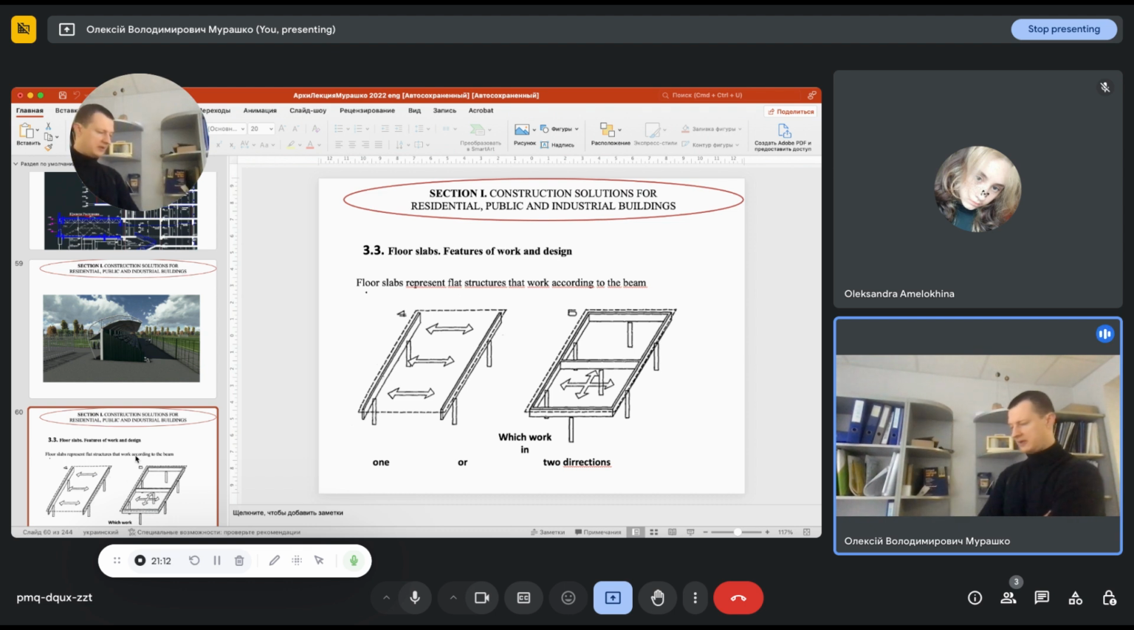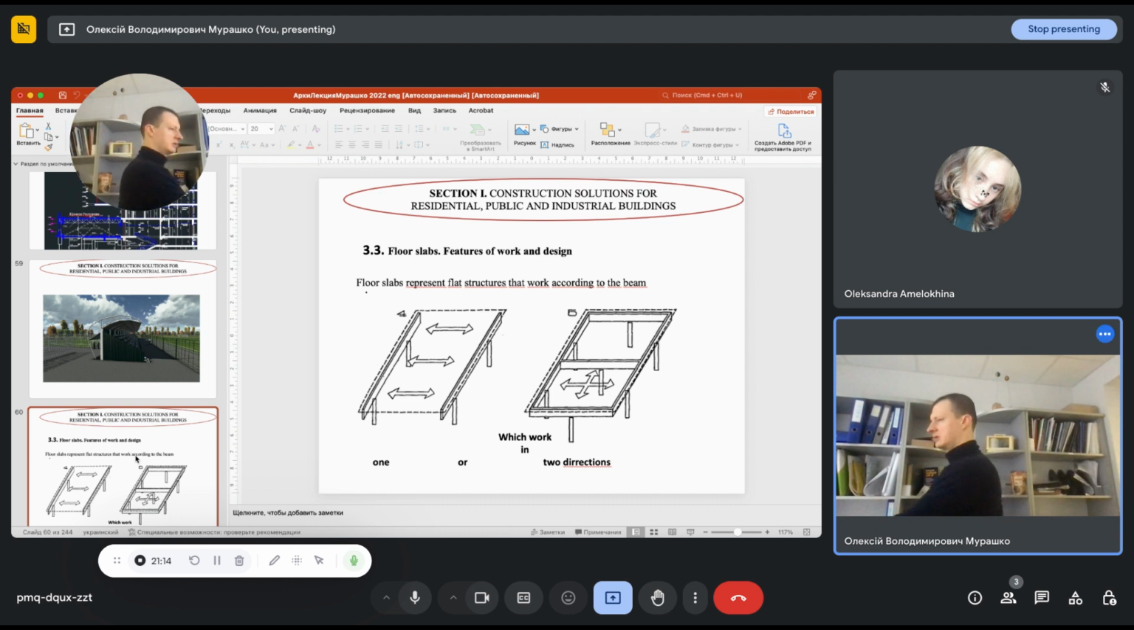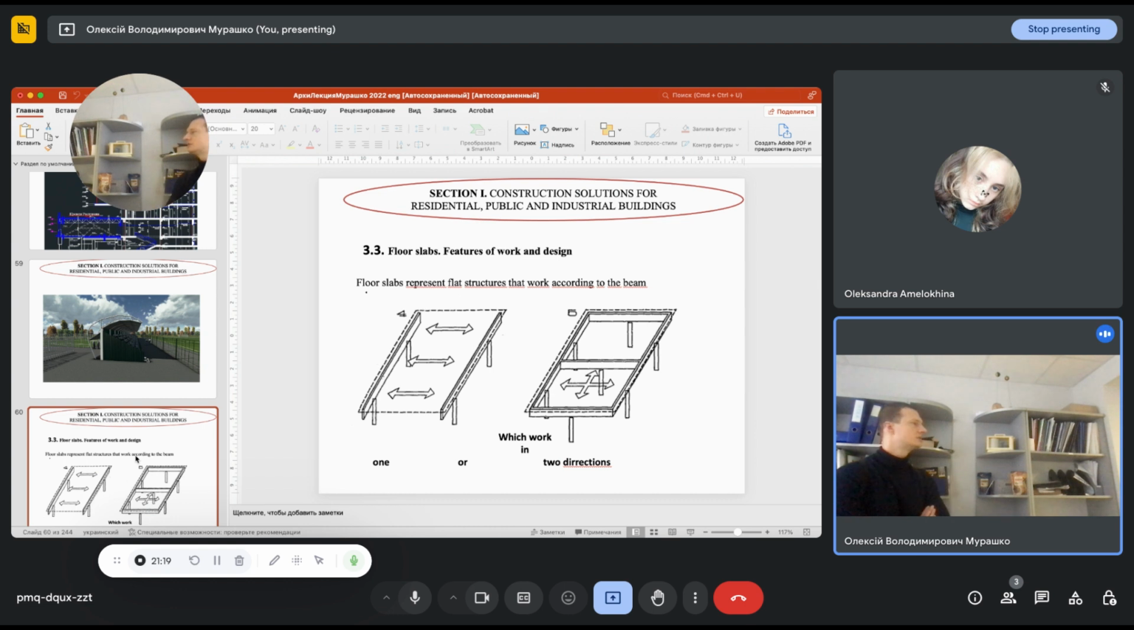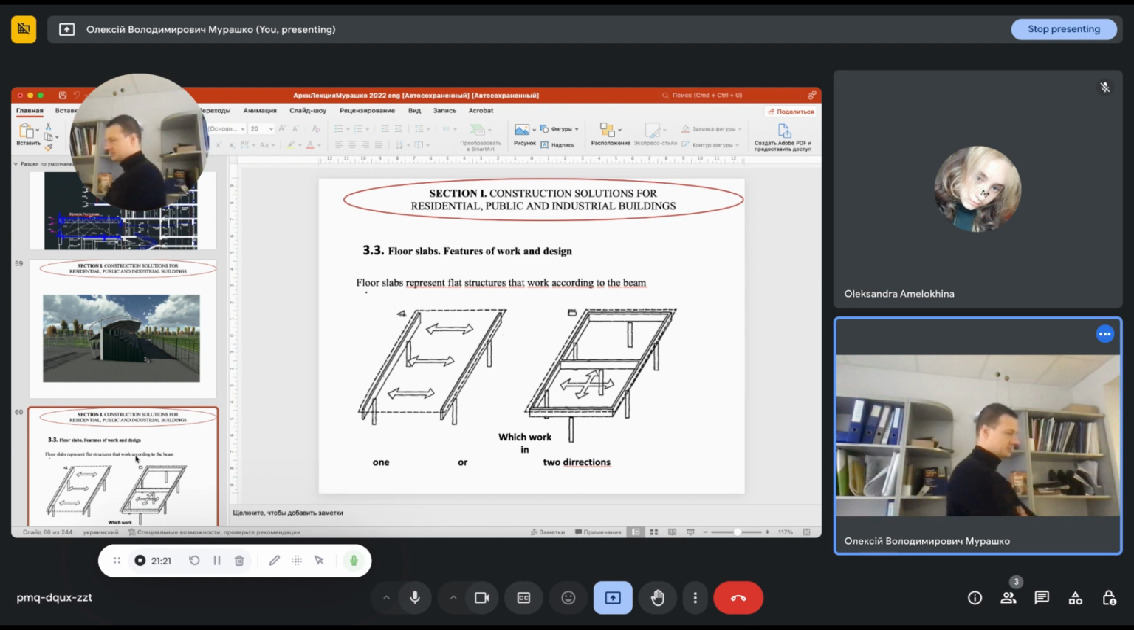Next question. So before I start the next question, do you have any question about continuous and simple supported bending elements? Any question?